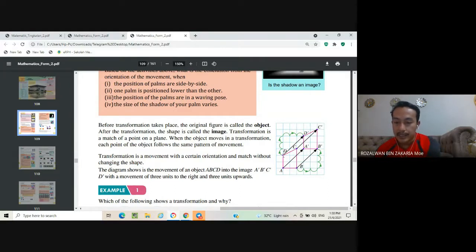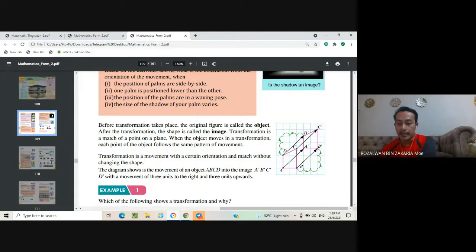Starting at point D here, the movement is 3 units to the right and 3 units upward. So from D, 3 units upward: 1, 2, 3. Then 3 units to the right: 1, 2, 3. So here is the image of the point D. We label this image as D prime. Actually, this transformation is known as translation. Translation we will learn later.